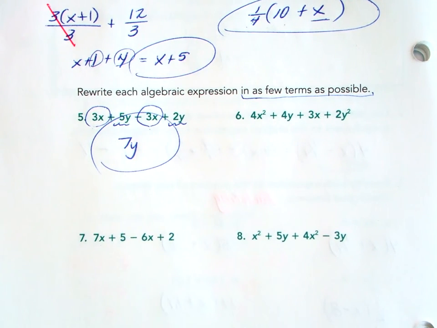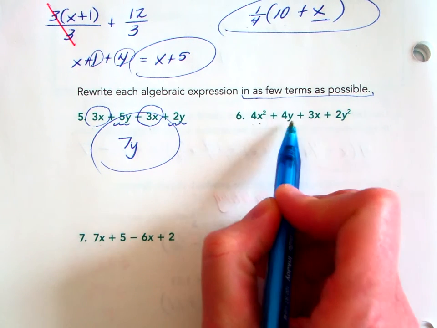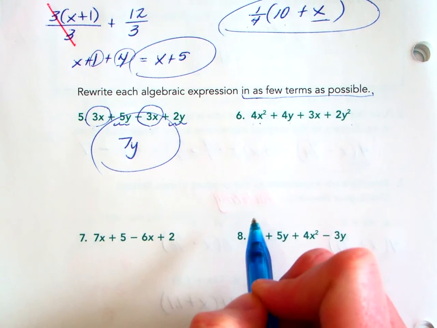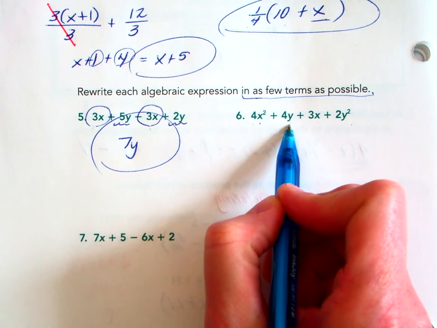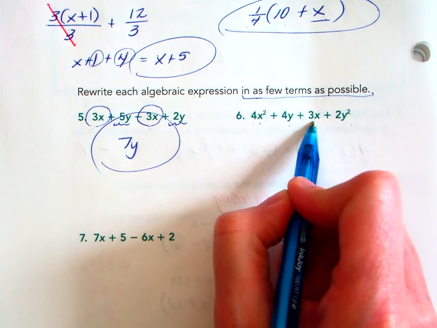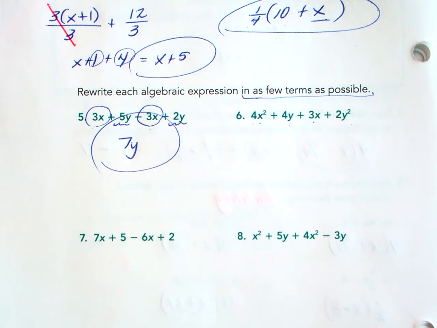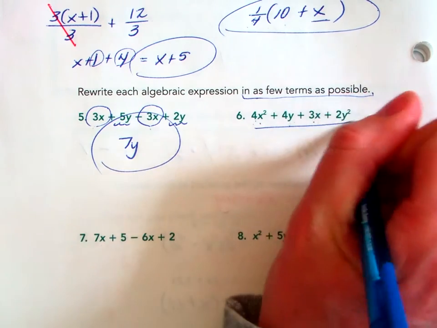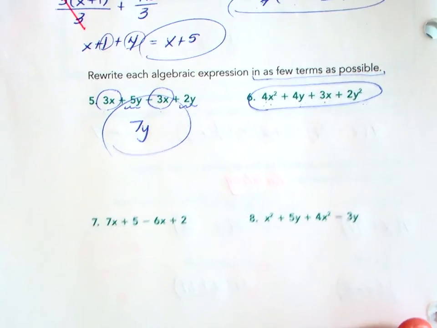Pause the video, try 6, 7, and 8 on your own. When you get those completed, resume the video to see if your answers are correct. Continuing on, 4x squared has nobody else that's like them. 4y has nobody else that's like them. 3x is solo, and 2y squared is solo. This is in as few terms as possible, because none of these can be combined with each other. So that actually is your answer.